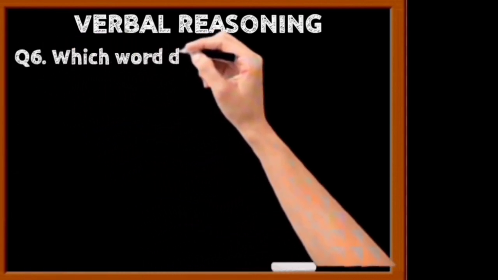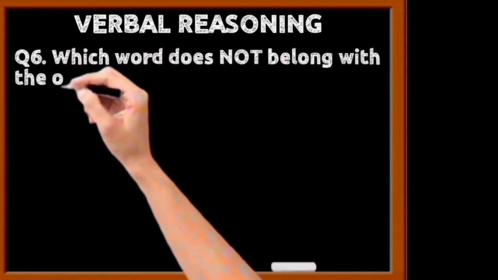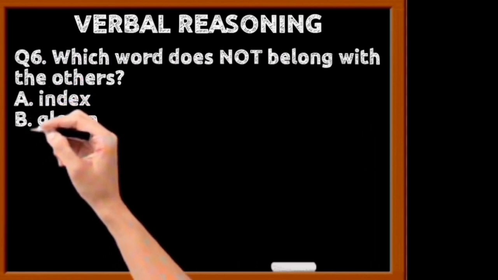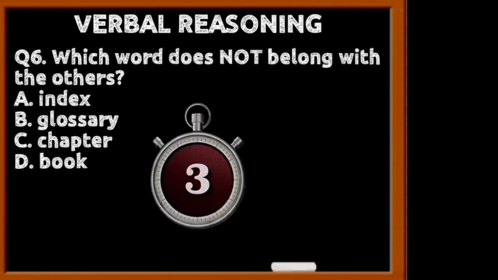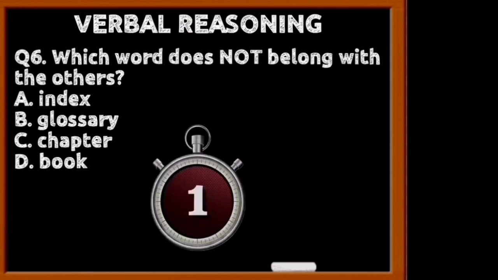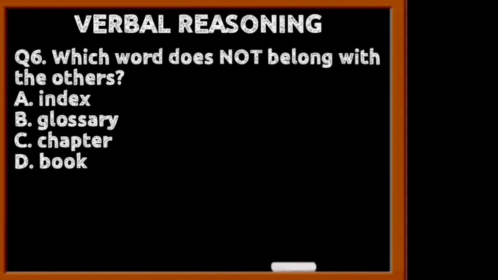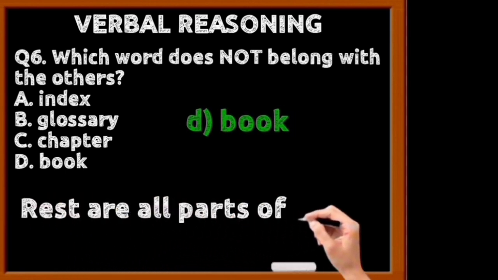Which does not belong with the others? Option A. Index. Option B. Glossary. Option C. Chapter. Option D. Book. The answer is option D. Book. Rest are all parts of a book.